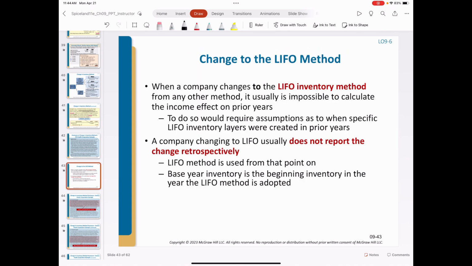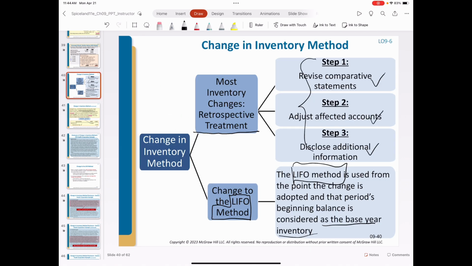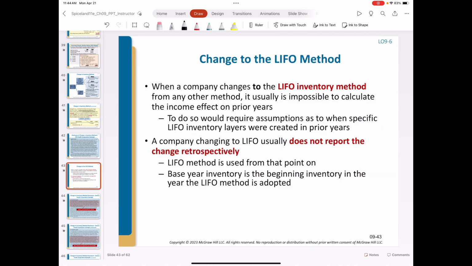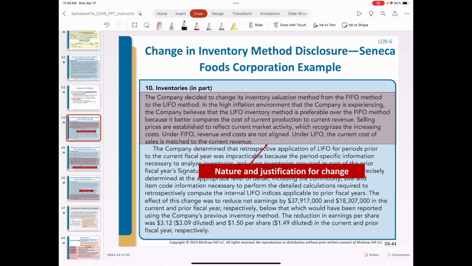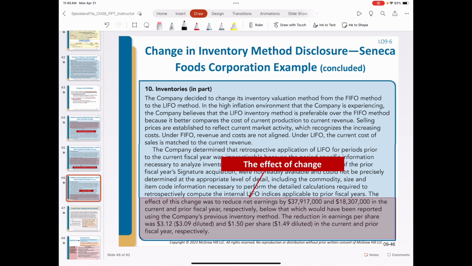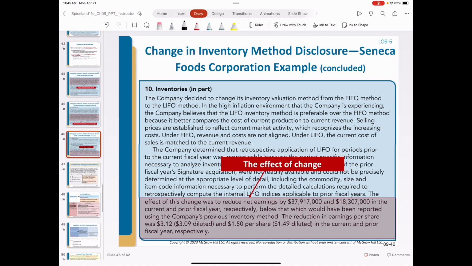For a change to the LIFO method, as we discussed here, we don't need to apply retrospective treatment. One of the reasons is that when applying the LIFO inventory method or cost flow assumption, it usually is impossible to calculate the income effects on prior years. And we do not report the change retrospectively. The LIFO method is used from that point on.